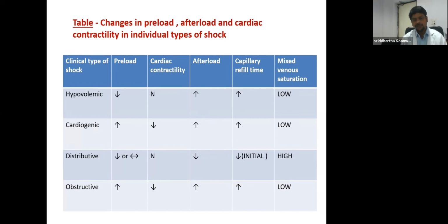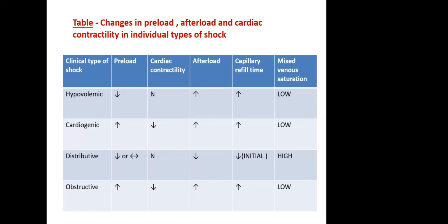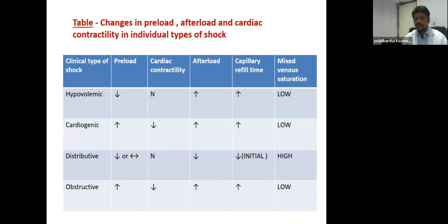In case of distributive shock, the basic mechanism is abnormal vasomotor tone, which leads to abnormal vasodilatation and venous pooling of blood. So there is decrease in afterload due to abnormal vasodilatation, and decrease in preload. Capillary refill time is initially decreased, especially in warm type of distributive shock, and mixed venous saturation is high due to venous pooling at the tissue level.